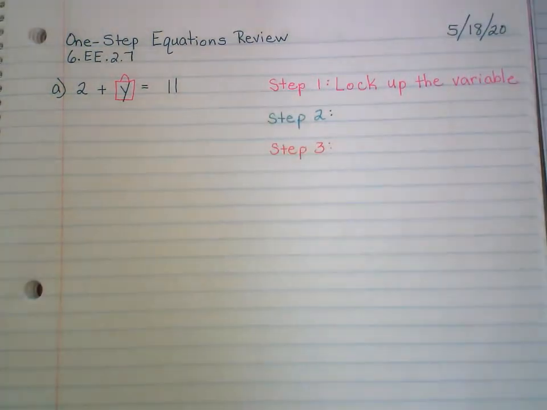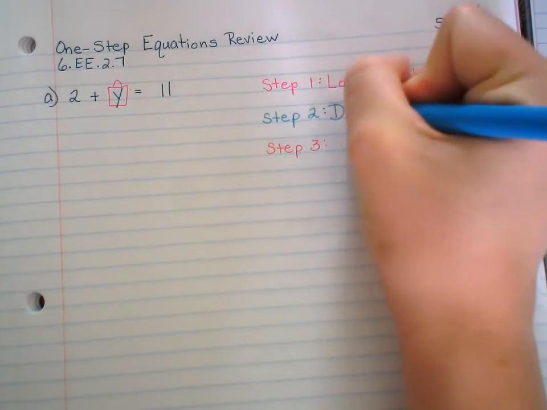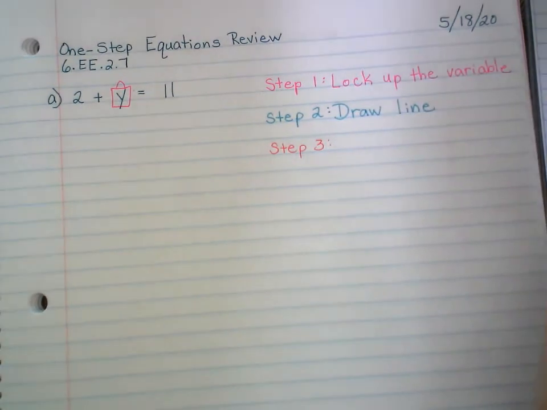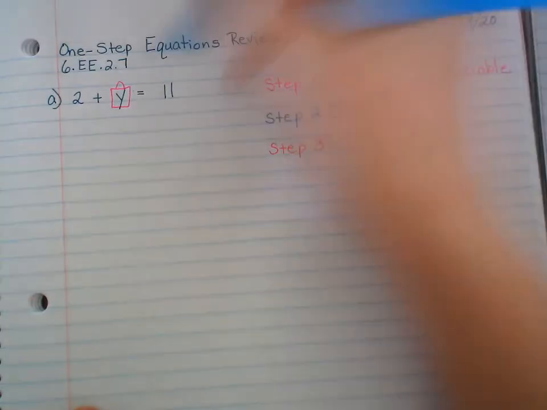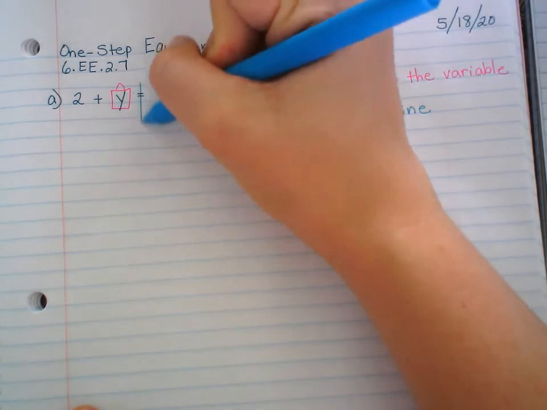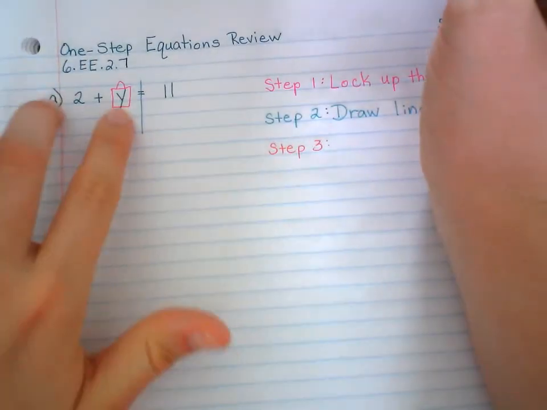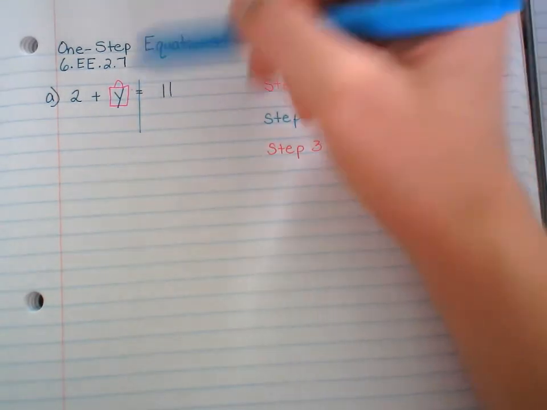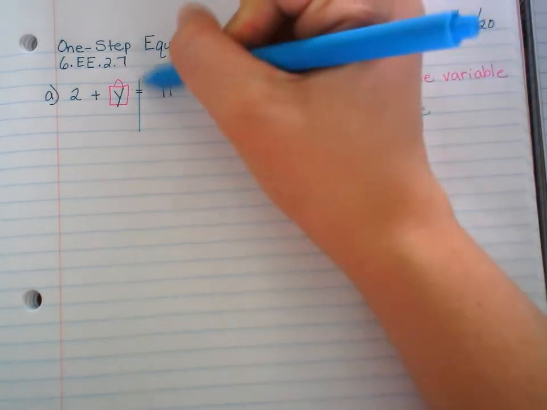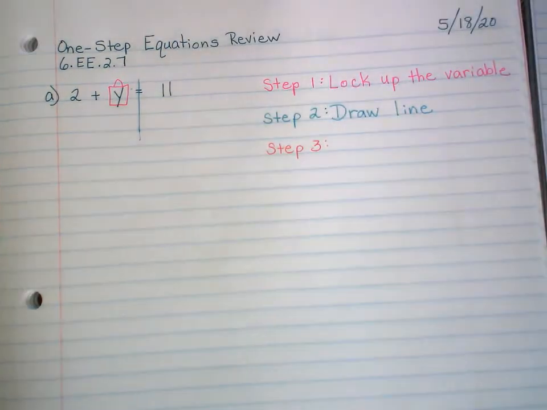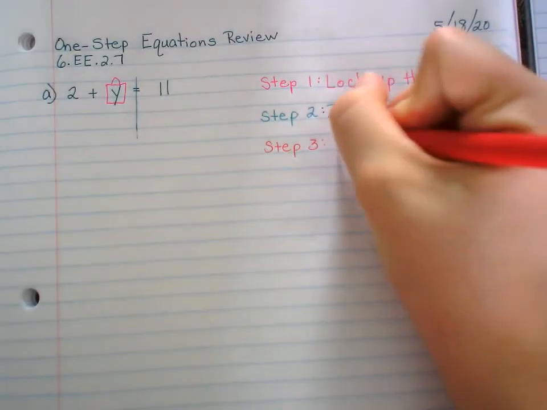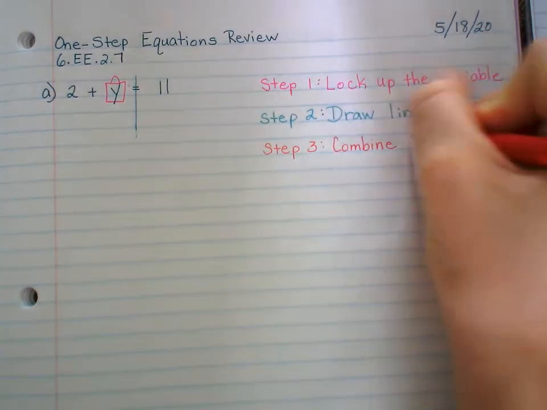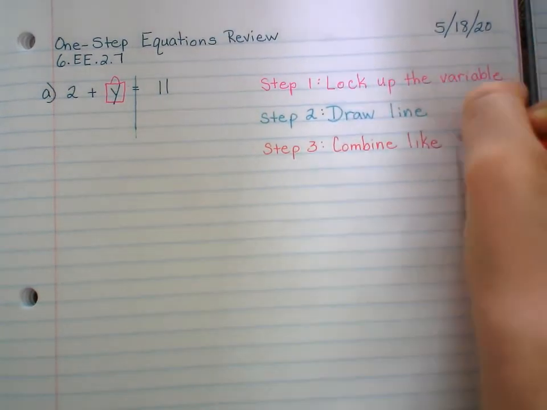Step 2. Draw the line. I'm just going to put draw line because in our fancy notes we had it more specific. You draw the line through the equal sign to separate the 2 expressions. Remember, an equation has an equal sign, so we separate the 2 expressions by drawing a line through the equal sign. And then step 3 is just combine like terms.